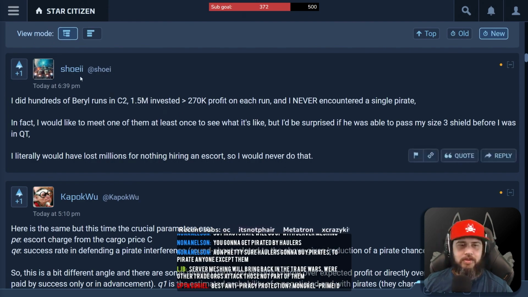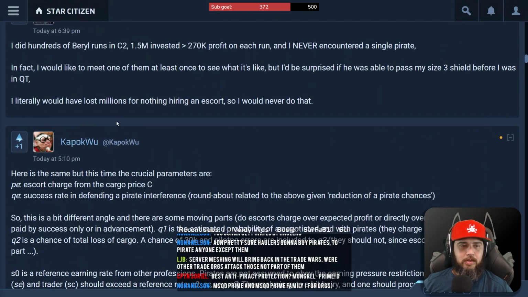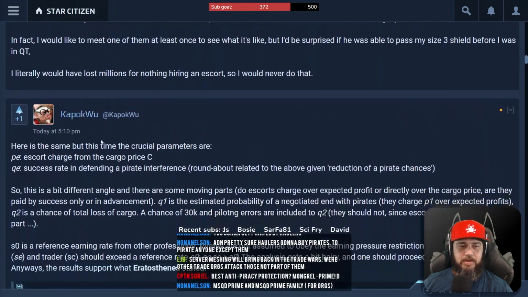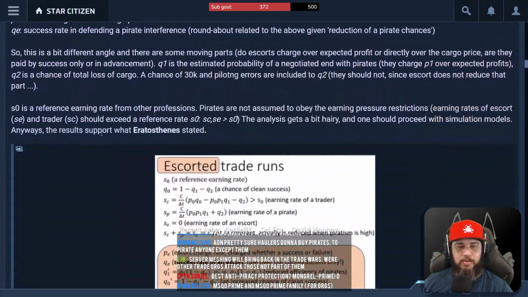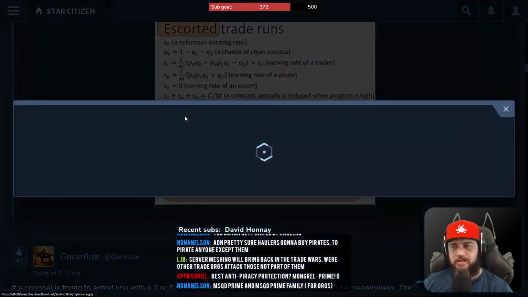I feel like this person is just talking out their ass. Either that, or they're barrel hauling on ITA in Hurston, because if they'd been on Microtech, they would have encountered someone. Oh man. Old mate who started this, pretty much the catalyst for this post, responded with this. Look at that.